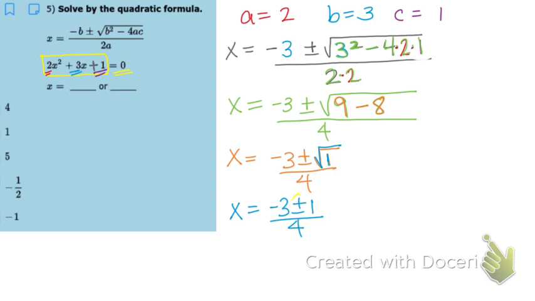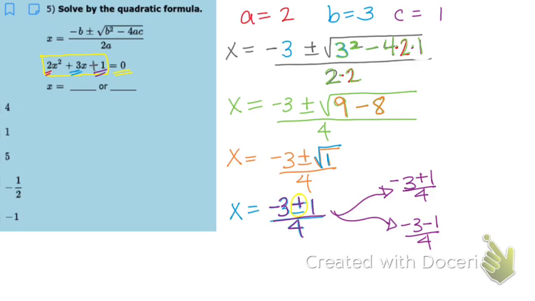So once you get to this point, now what we're going to do is we're going to split up this plus or minus. Because what this is saying is negative 3 plus or minus 1 divided by 4. So let's think, if it is plus 1 divided by 4, I'm going to just write that down. Let's say it's plus 1. Negative 3 plus 1 divided by 4. And then what if it's minus 1? Negative 3 minus 1 divided by 4. So let's see what each of those equals.